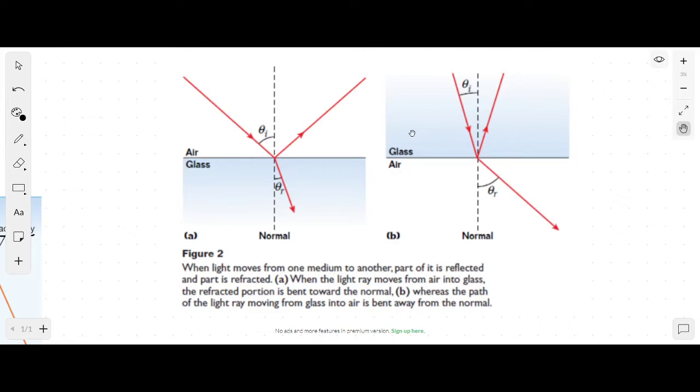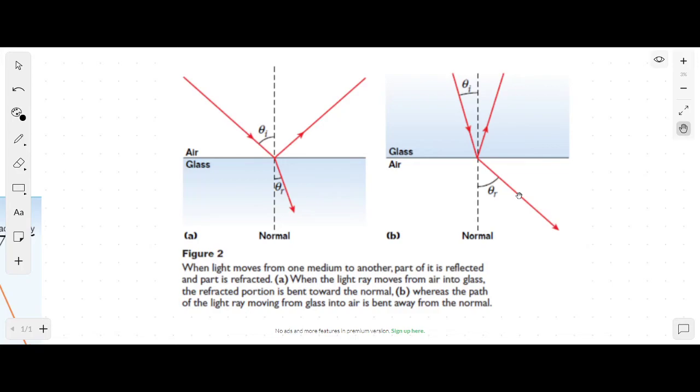Now what happens in the second diagram, we switched air and glass. We put the glass on top, we put the air on the bottom. Now the angle of incidence is smaller than the angle of refraction. What that means is that the refraction happened away from the normal line in this case.